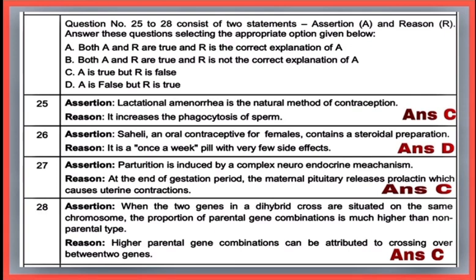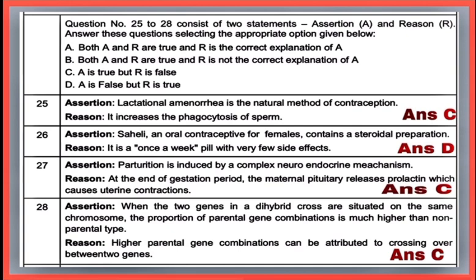Question 27. Assertion statement: parturition is induced by a complex neuroendocrine mechanism. This is a true statement. See the reason: at the end of gestation period, the maternal pituitary releases prolactin which causes uterine contraction. This is false. Maternal pituitary secretes oxytocin which causes uterine contraction. So option C is correct. Assertion is true and reason is false.